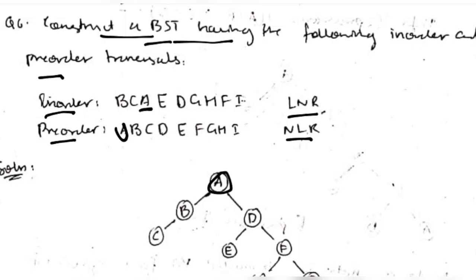In order A is present here. That means this is left part L and this is right part. So in left part we will make B and C, and in right part we will make E, D, G, H, F and I. Okay, so in the same way we will do for the next one also.